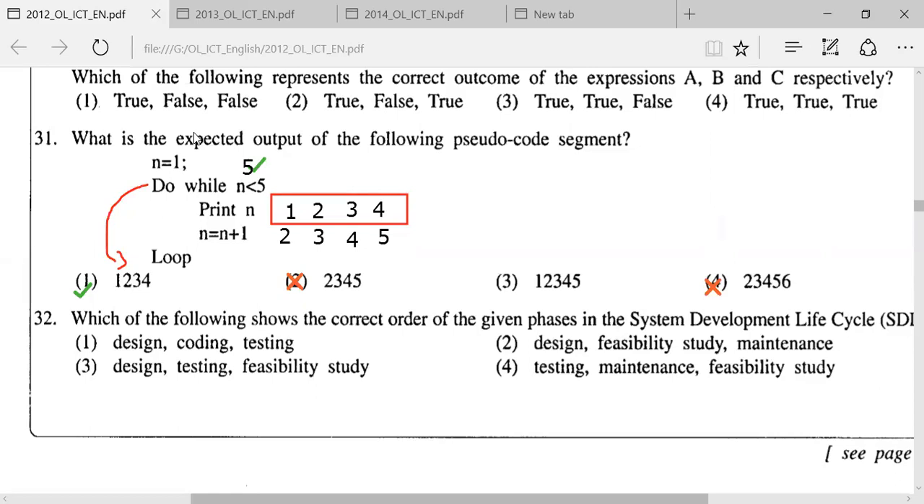If you are having any doubts, you can ask. So that's the end of the 2012 paper.